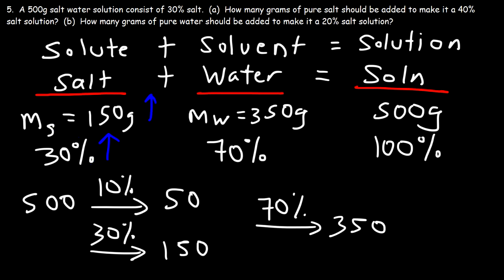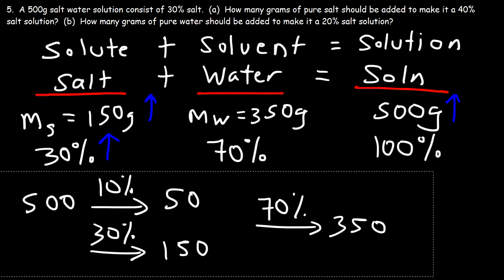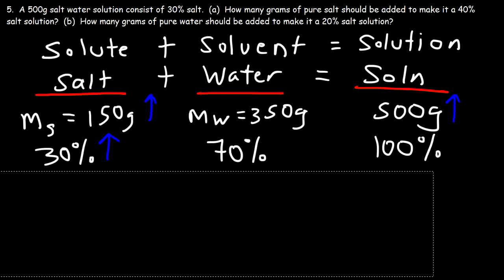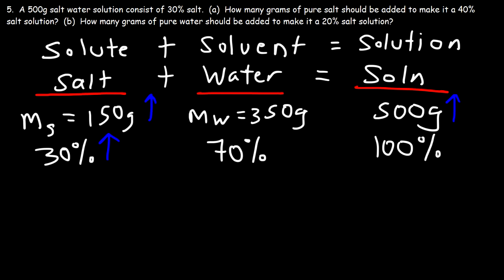And it's important to understand that as you add salt to the solution, the mass of the solution will go up as well. The only thing that's not going to change is the mass of the water. In part A, it's going to remain 350. So what do we need to do at this point? It's always good to write an equation.